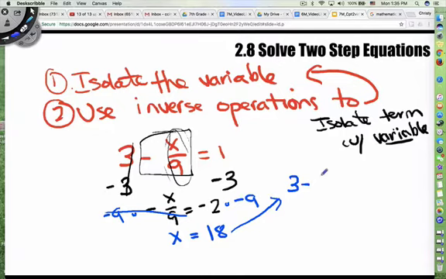3 subtract 18 over 9 is equal to 1. 3 subtract 18 divided by 9, which is 2, is equal to 1. And yes, indeed, 3 subtract 2 is equal to 1. So we've checked our answer. Okay, let's go ahead and try one more problem.